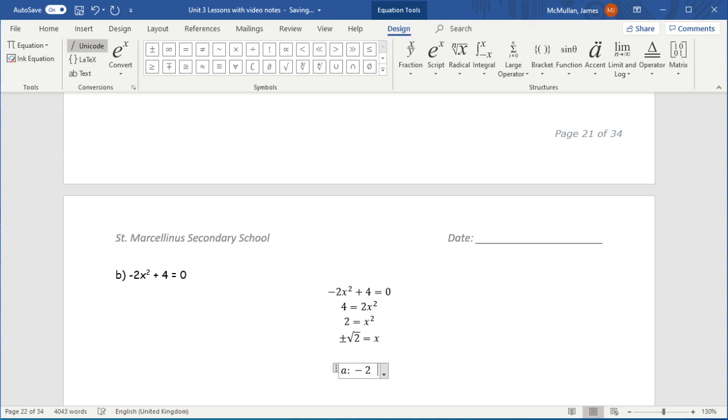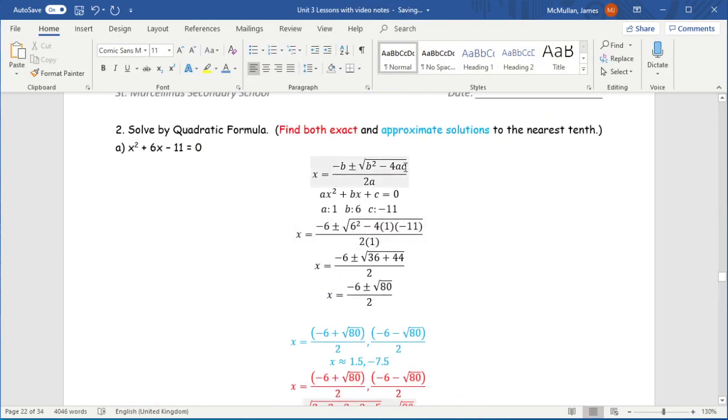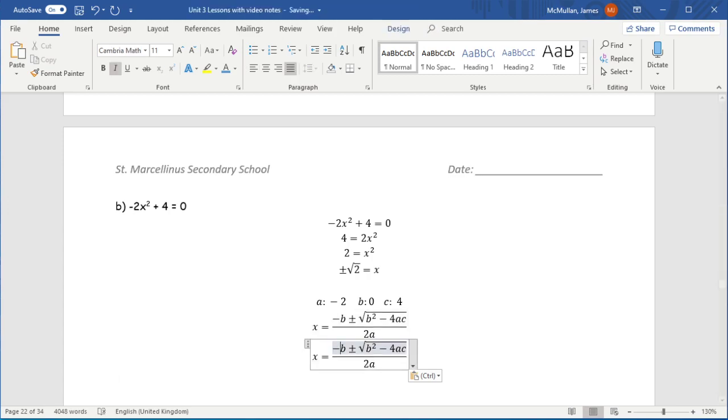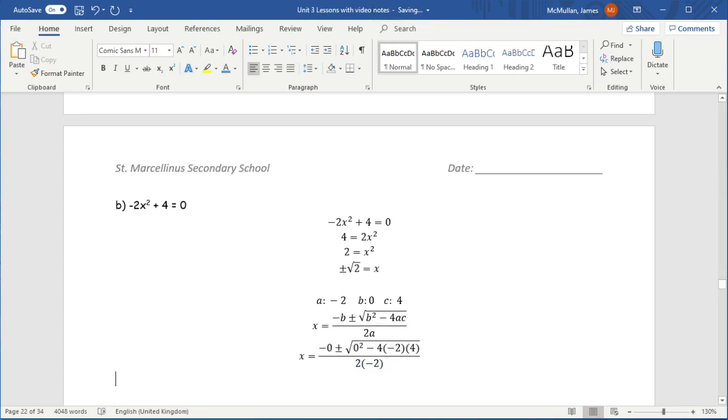So the a value is negative 2, the b value is 0, the c value is 4. I'm going to go ahead up here and copy paste my quadratic equation. I know one side's equal to 0, so I'm all good here. I could just use my quadratic equation, and we're going to replace everything with what we know it to be equal to. Wherever I see b, I'm replacing it with 0. Wherever I see a, I'm replacing it with negative 2. Wherever I see c, I'm replacing it with 4. Okay, and I end up with this equation now.